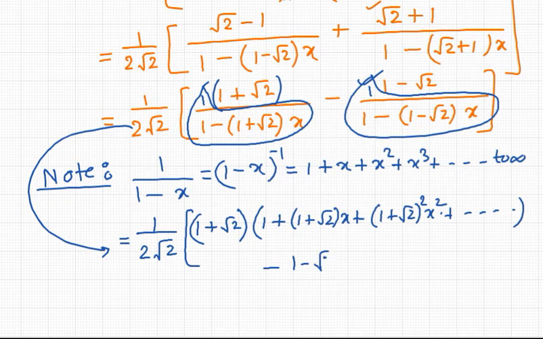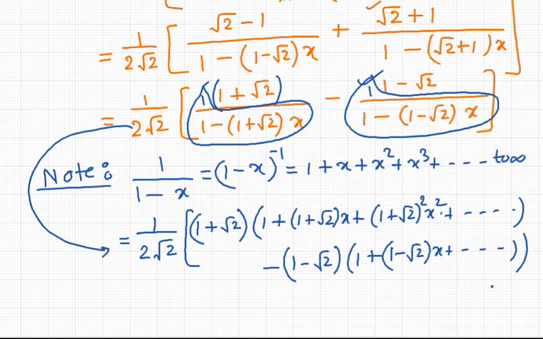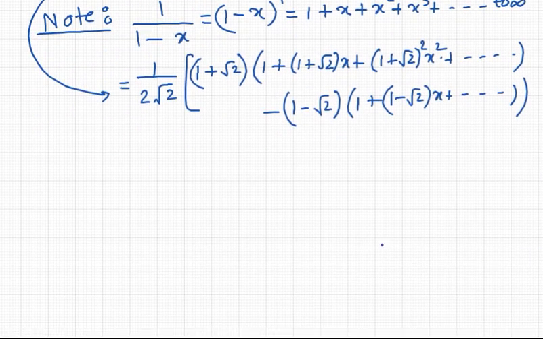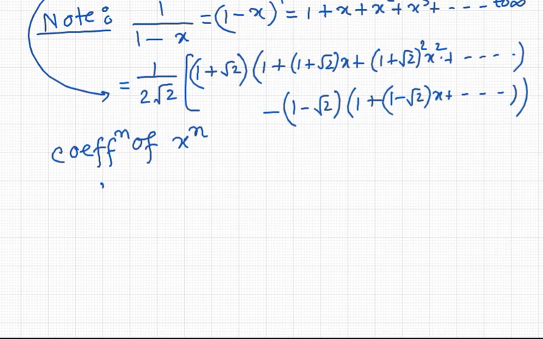So the second one will become 1 minus root 2 into 1 plus (1 minus root 2) x plus and so on. So from this particular power series we can collect the coefficient of x to the power n, which is nothing but an. The structure of an: in this power series of x, it will be 1 plus root 2 x, (1 plus root 2) square x square, (1 plus root 2) cube x cube. So in this way we find one x to the power n, and in this other power series we will get another x to the power n.